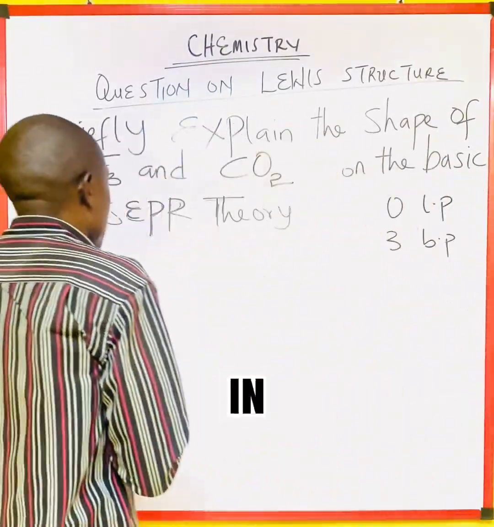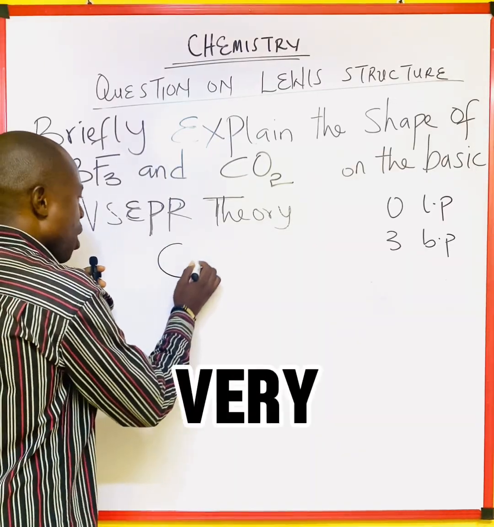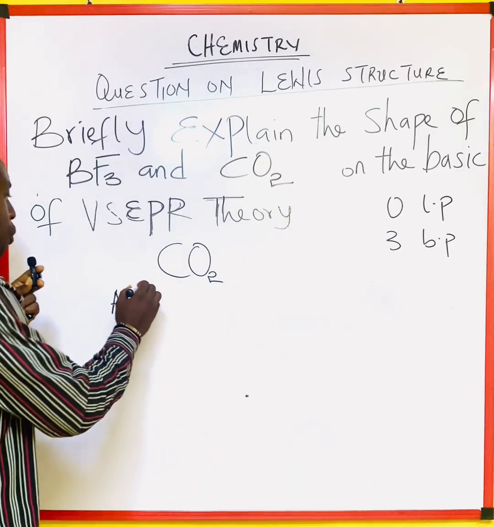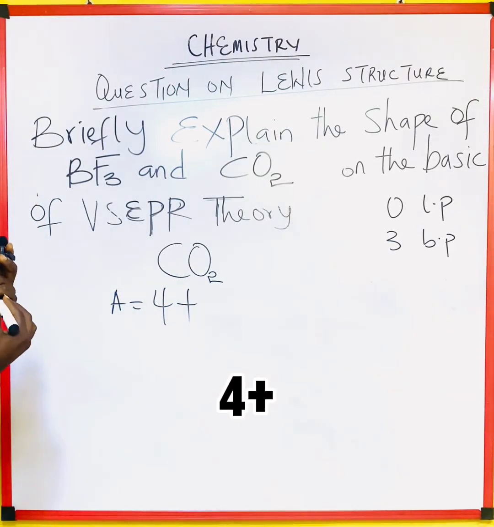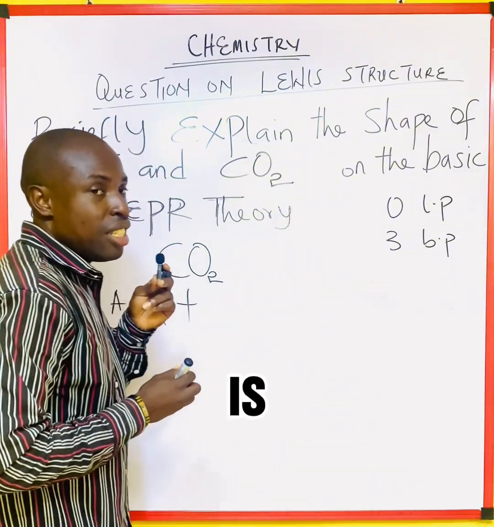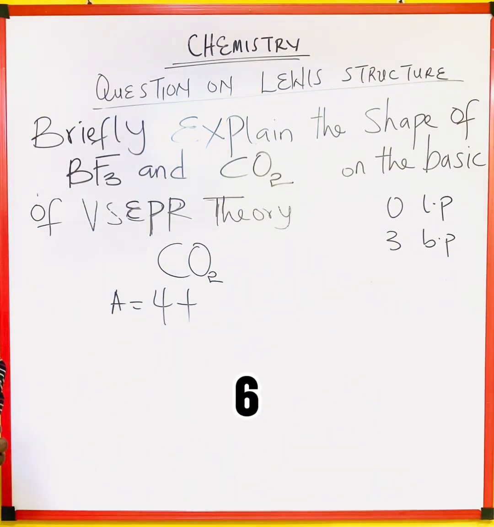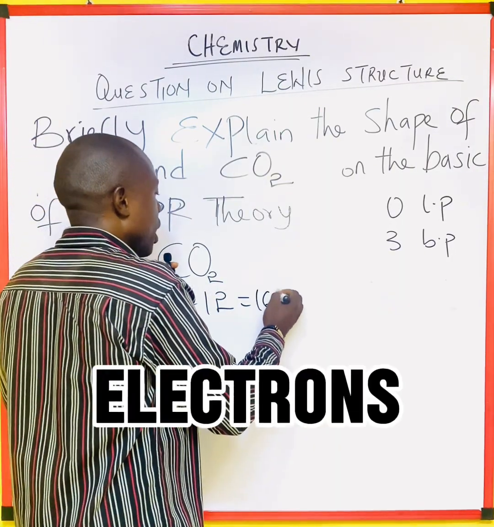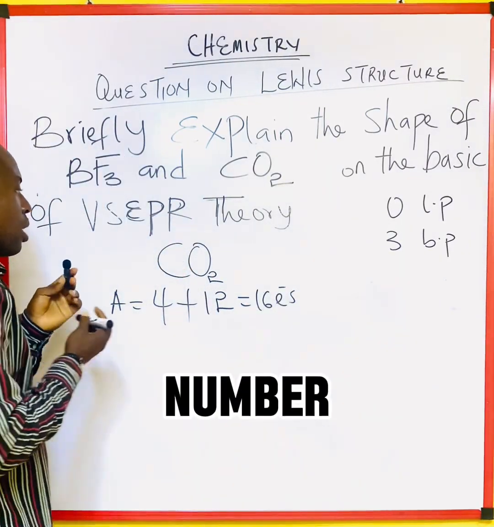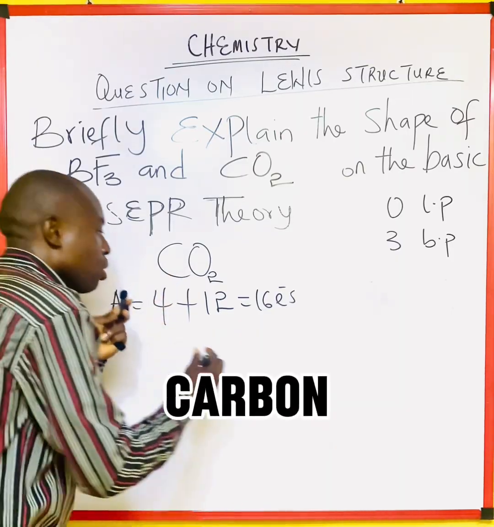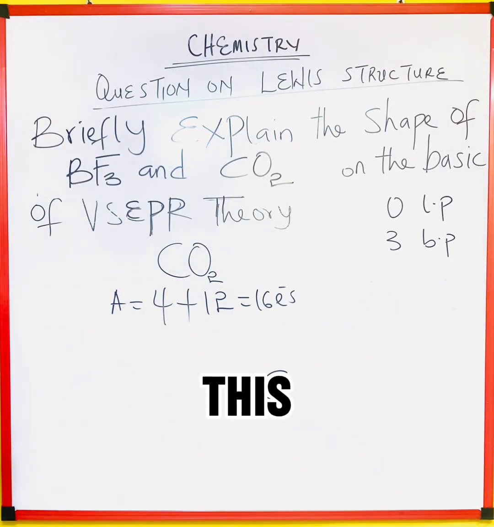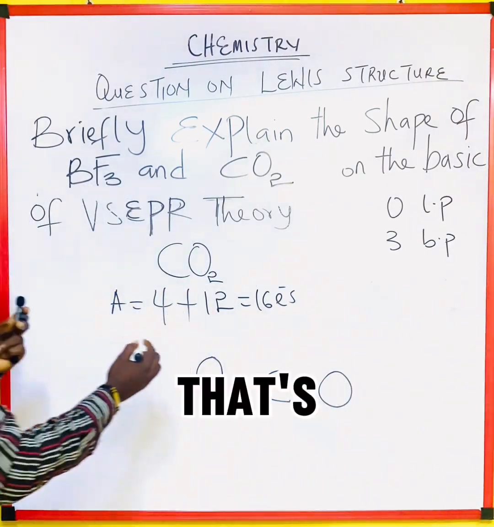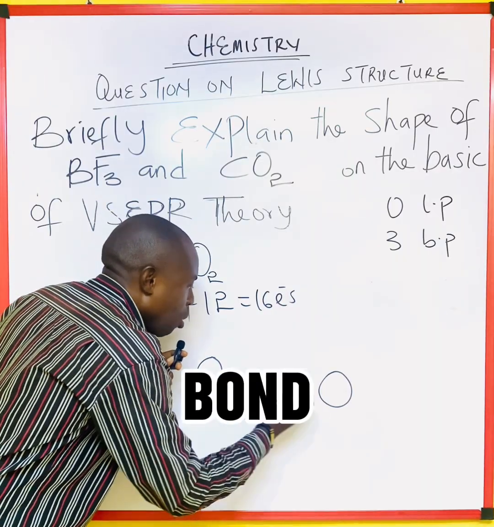Now, in talking about this CO2 here, be very careful. Magic number. The group of carbon is group 4 plus oxygen here is group 6, so 6 times 2 is 12. So it is 16 electrons for the magic number. Now, the central element is carbon. So carbon is like this. Of course, I will first of all give it oxygen here, oxygen here, with 1 bond, 1 bond.